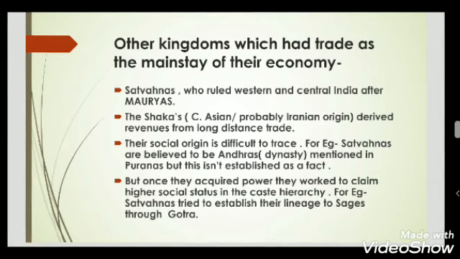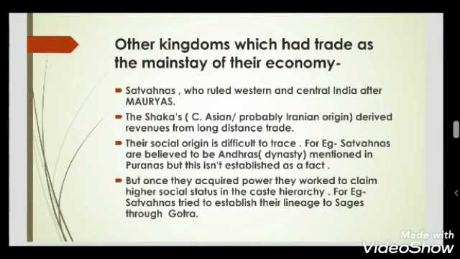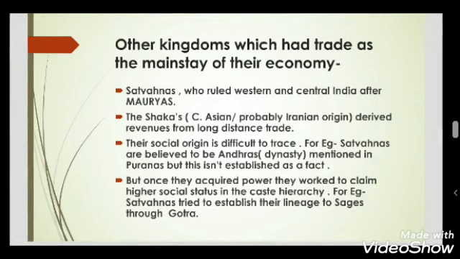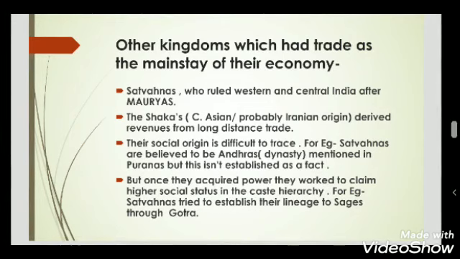But where do historians find a problem? When they try to trace the social origin of these dynasties. Place of origin we know: the Satavahanas were natives of India, and the Shakas were Central Asian people who had supplanted the Indo-Greeks. But social origin, that means where did these dynasties fit in the caste hierarchy, this became problematic. Obviously the Shakas are outsiders, so where will you place outsiders, that is a problem.